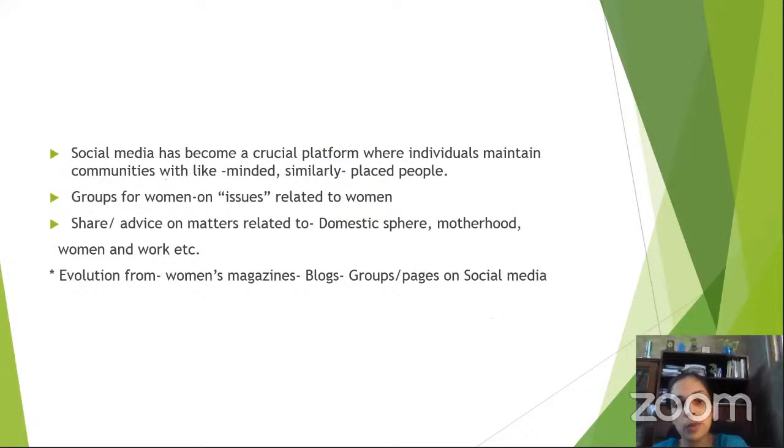Social media has become a crucial platform where individuals maintain communities with like-minded, similarly placed people. I will be focusing in this study on groups for women, on issues related to women. I will look at groups which share advice on matters related to the domestic sphere, motherhood, women and work, etc. I see these groups evolving from older media such as women's magazines and then blogs, leading on to groups and pages on social media in the Sri Lankan context.